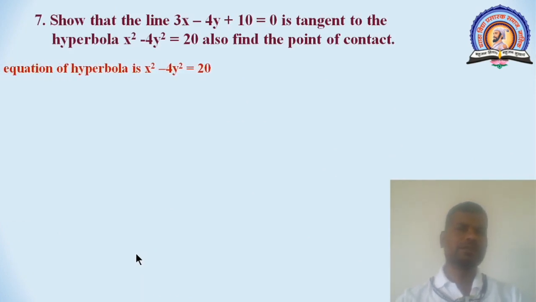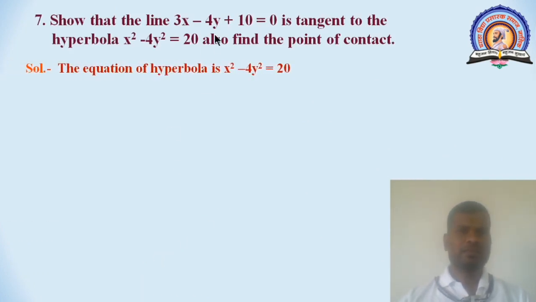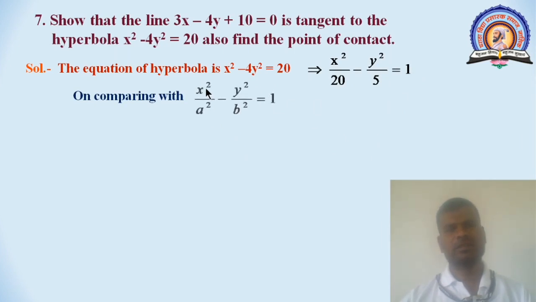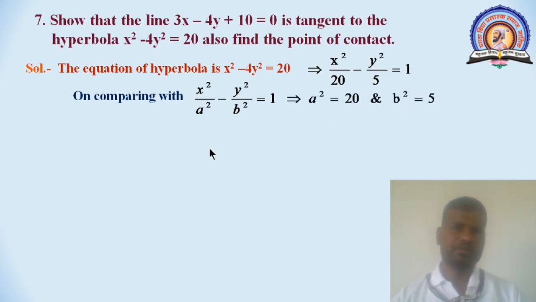Now next example is: show that the line 3x minus 4y plus 10 is equal to 0 is tangent to the hyperbola x square minus 4y square is equal to 20. Also find the point of contact. Now the equation of hyperbola is x square minus 5y square is equal to 20. Convert it into the standard form as x square upon 20 minus y square upon 5 is equal to 1. On comparing with the standard equation, x square upon a square minus y square upon b square, we get a square is equal to 20 and b square is equal to 5.